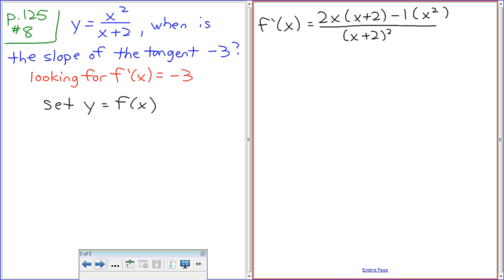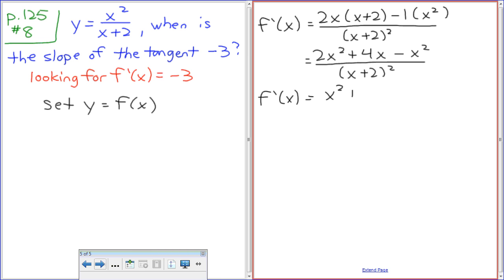All right, so let's keep going here. Can I get somebody to be brave and simplify the numerator for me, please? What does the numerator change into? Okay, go ahead, Brendan. 2x squared plus 4x. All the rest was c squared, very good. So I'm going to say f prime of x equals x squared plus 4x all over x plus 2 squared.